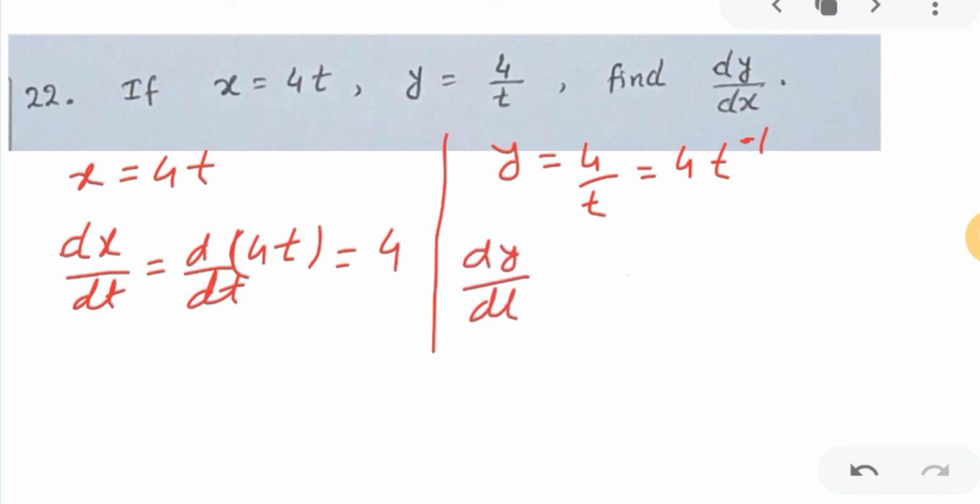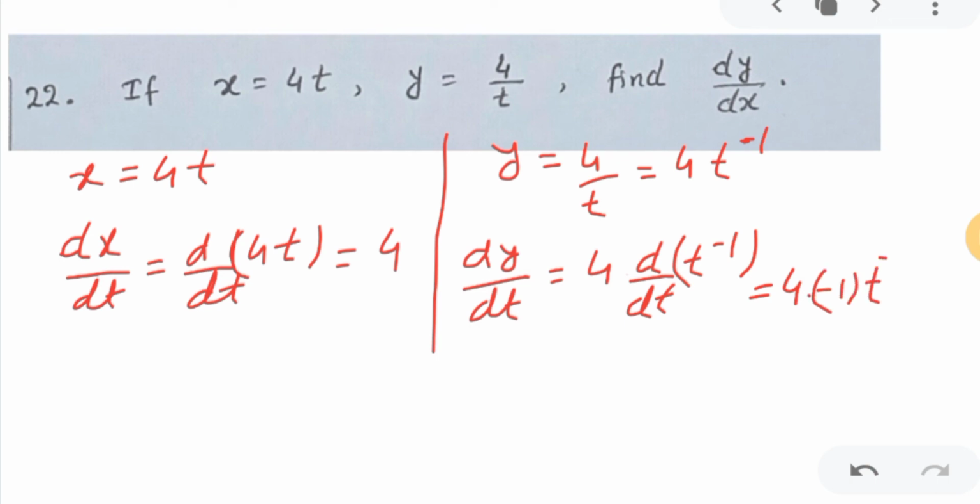So for dy upon dt, 4 is constant, so I am taking 4 outside, and the derivative of t to the power minus 1, using the formula, you will write n, which means minus 1, and t to the power n minus 1, n means minus 1, so n minus 1, correct. So it will be 4 into minus 1, which is minus 4, and t to the power minus 1 minus 1 is minus 2, correct? So it will be minus 4 t to the power minus 2. This is your dy upon dt, and this is dx upon dt.